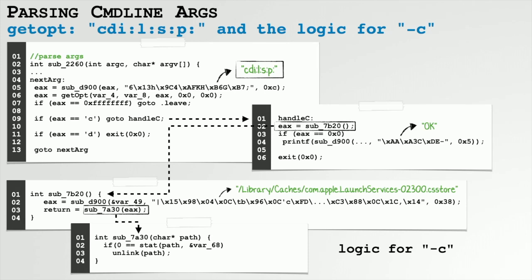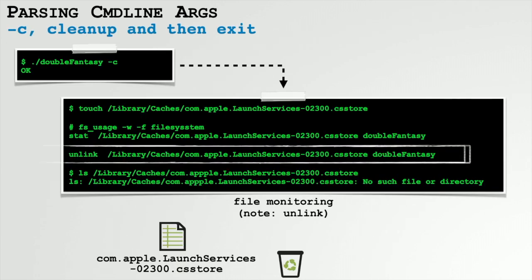CDILSP. It then invokes getopt to parse any command line arguments that have been passed in. But interestingly, if we look at code after the call to getopt, it only has logic for the C and D methods. If we look at what C does, it decrypts the string hello and prints that out, and then invokes a subroutine that decrypts the path to that CS store file, deletes it, and then calls exit. The case for D simply exits.